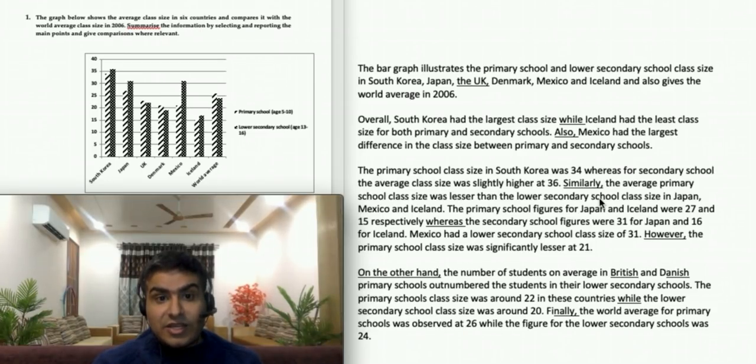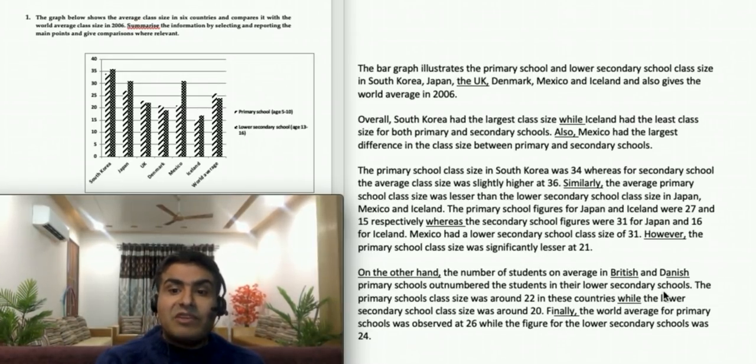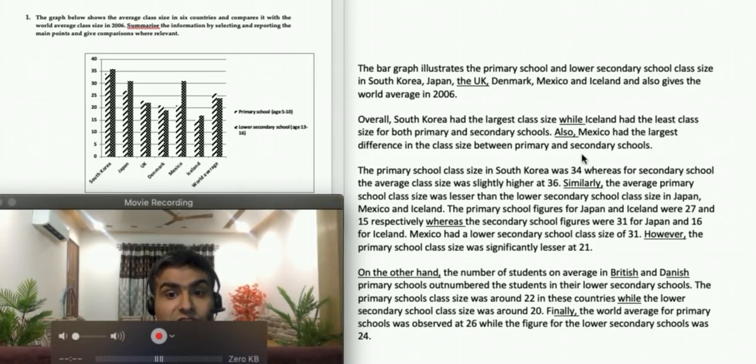You can use a connector here again because the first paragraph was about the countries with one thing. Now the second paragraph is about countries with the other thing. So you can start off by on the other hand. But again, you have to explain to the examiner why you have used it. And that's what I've done here. Then I've given the data for the countries UK, and finally I've given the data for the world average.